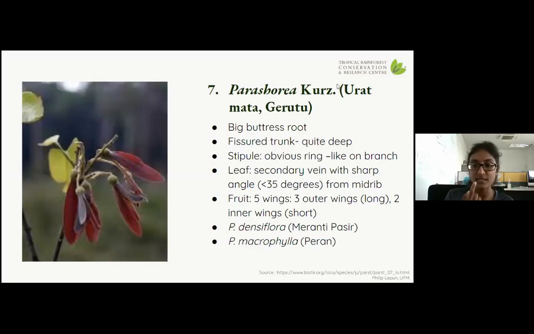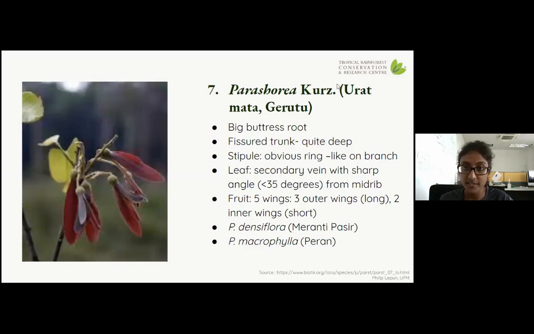And the leaf, when you look at the secondary venation, they have quite a steep angle, so less than 35 degrees from the midrib, so from the center of the leaf. And for the fruits, there are five wings, so three outer ones and two inner ones with different sizes. Some examples are Parashorea densiflora and Parashorea macrophylla.